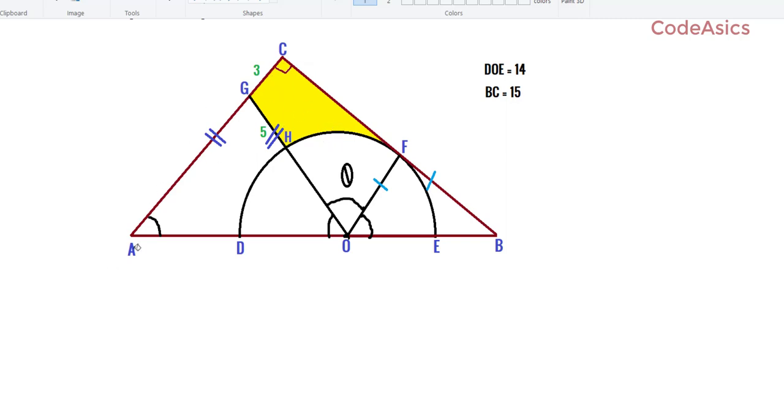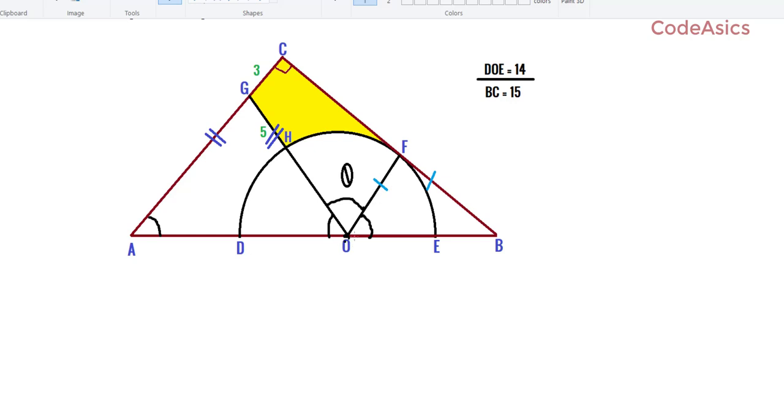So I would like to know the area of this entire region. Now if you were to see, this figure is a triangle. Now inside the triangle there are a few important pieces of information we need to take into account. First, the triangle has two triangles, a huge quadrilateral, and also a circle. Now it is given that DOE, which is the diameter, is 14 units. So if DOE is 14 units, then OF is going to be 7 units.